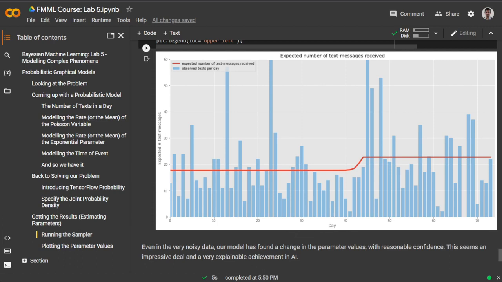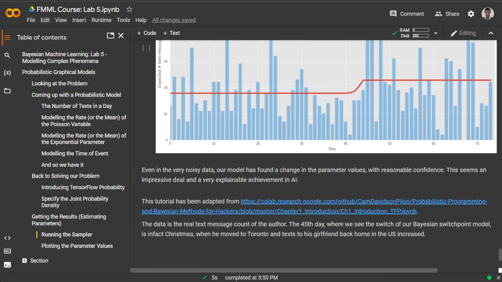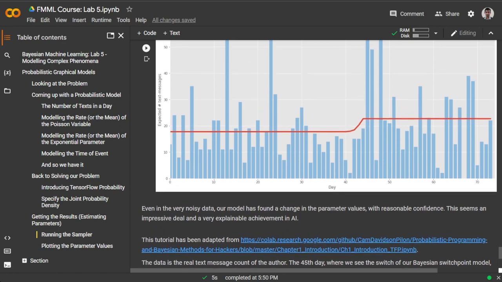And while it's not clear to the human eye that this is the true point of increase, we know from the ground truth data, which is the data from the author of the book that we have referred to, that he was going out of the city, moving to Toronto, and having to text his girlfriend while it was Christmas. And this is correctly attributed to the 44th day. So it's amazing that things that the human eye cannot see at all actually match the ground truth effect that the person had, and it's well modeled by our Bayesian method.